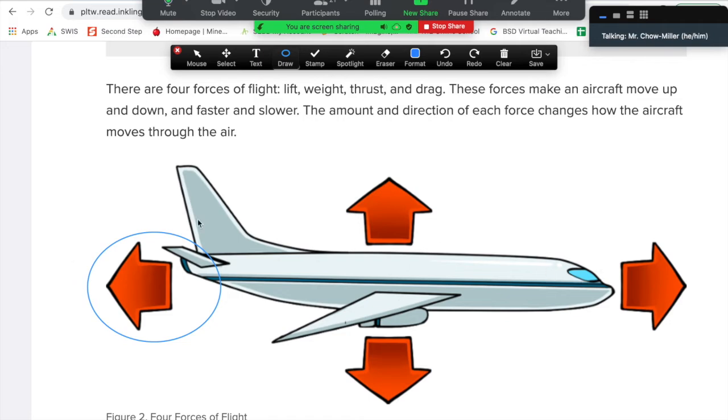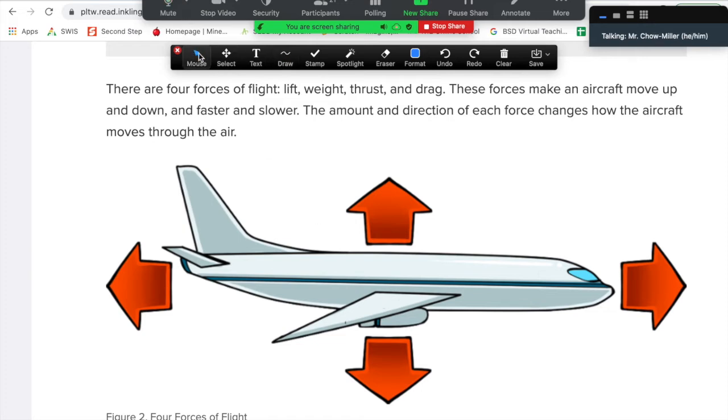So you want to equalize thrust and drag to make your plane go steady. And then the last one is weight, which is similar to the concept of gravity. Gravity is the force that pulls you down. Okay. Any questions so far?